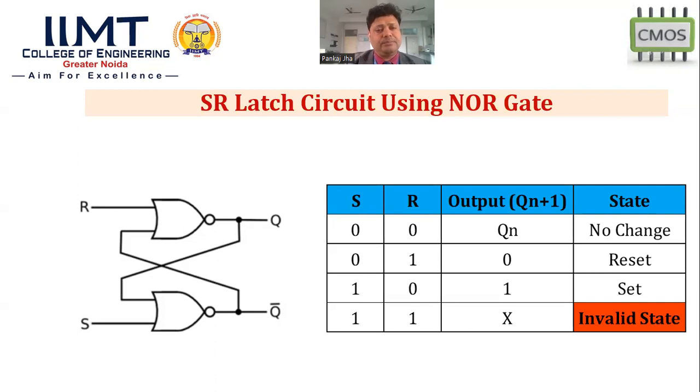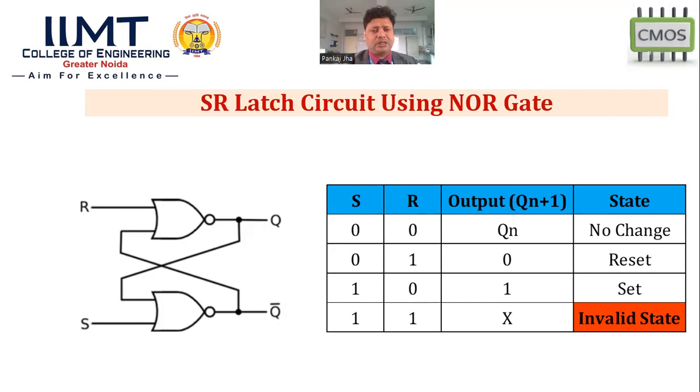Okay, so when both inputs are 0, Q is 0 and S is 0, the value of Q bar will be 1. With Q bar as 1 and R having 0 value, the gate will produce 0 output. In that case, we will have 0 output again. That means the last output is stored by the latch.